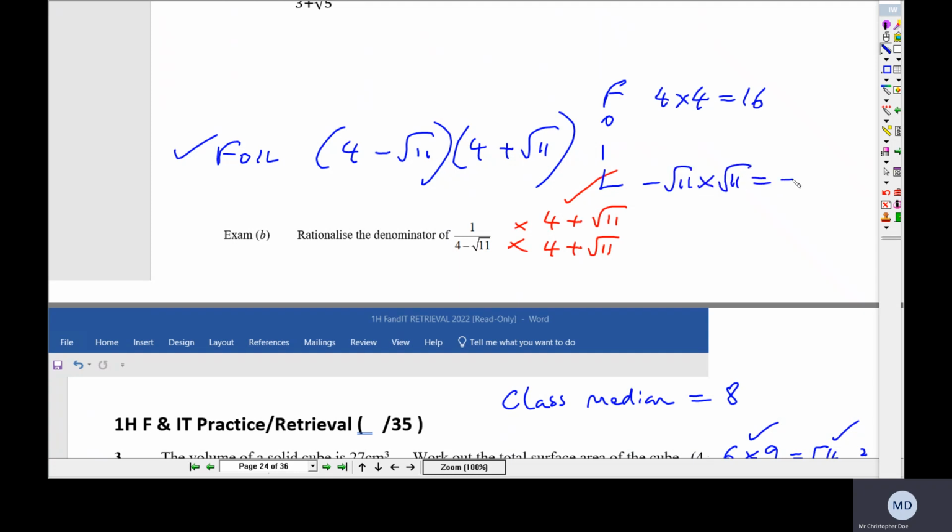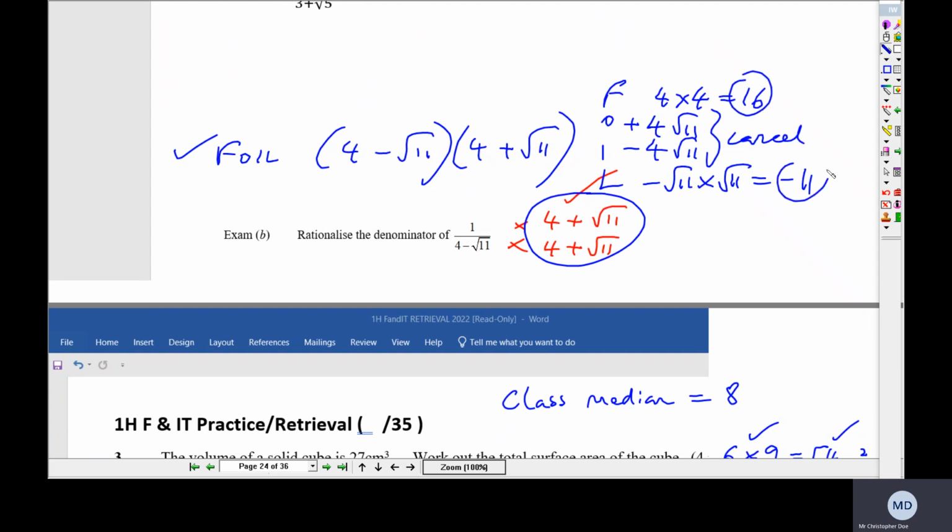It's always minus. It's going to be 11. The 2 in the middle are going to cancel, but I'm going to do them anyway. You've got 4 root 11 for the outers and minus 4 root 11 for the inners. They should cancel. As long as you've got your first mark, you will find they'll cancel. So 16 minus 11, it's 5 on the bottom. And on the top, it's just 4 plus root 11.